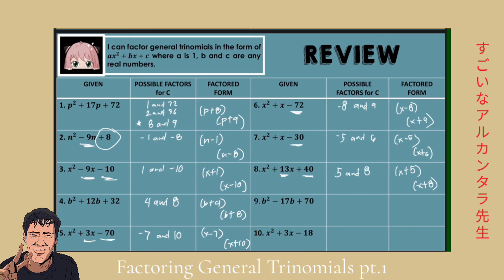Next, you also have b squared minus 17b plus 70. So both should be negative. So you can have negative 7 and negative 10. So the answer here should be b minus 7 and b minus 10. And lastly, your factor here is negative. So this should be different signs. The other one is positive, the other one is negative. So you can have negative 3 and positive 6. It's x minus 3 times x plus 6.